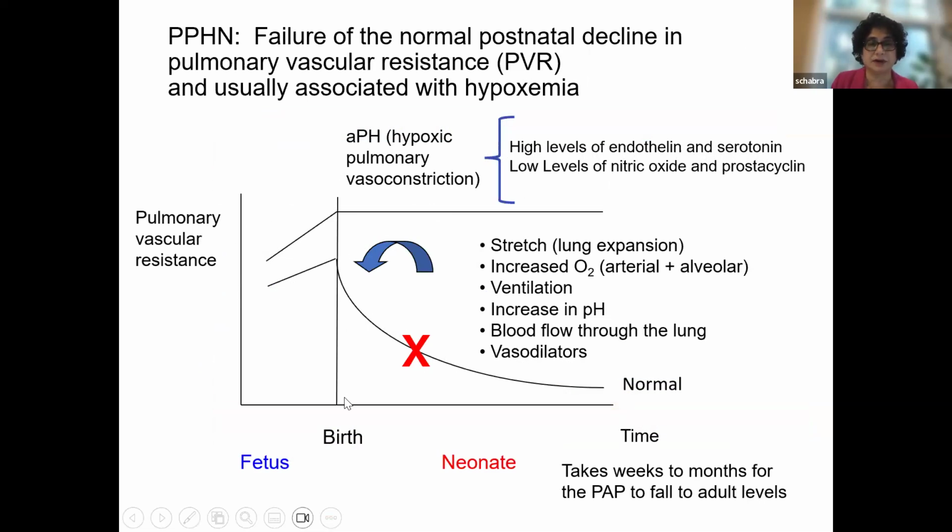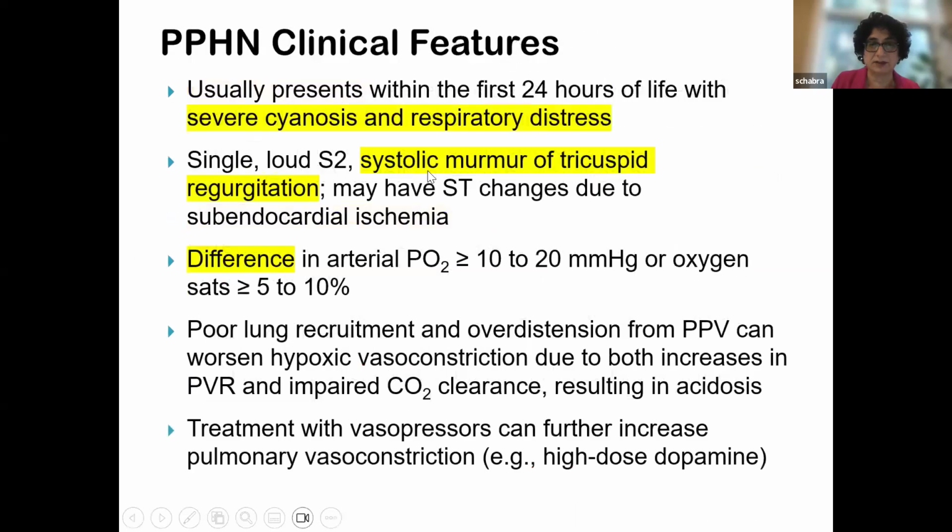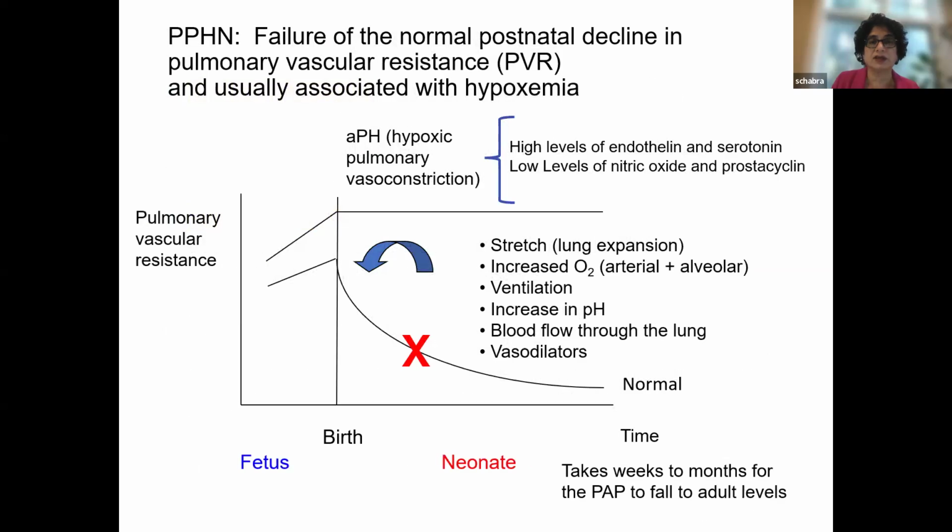So this is at birth, yes, and you have elevated pulmonary vascular resistance, and it has to drop to normal levels with increasing pulmonary blood flow. However, if there are high levels of endothelin and serotonin and low levels of the dilators nitric oxide and prostacyclin, then the pulmonary vascular resistance stays elevated over here, and that causes pulmonary vasoconstriction or pulmonary hypertension.